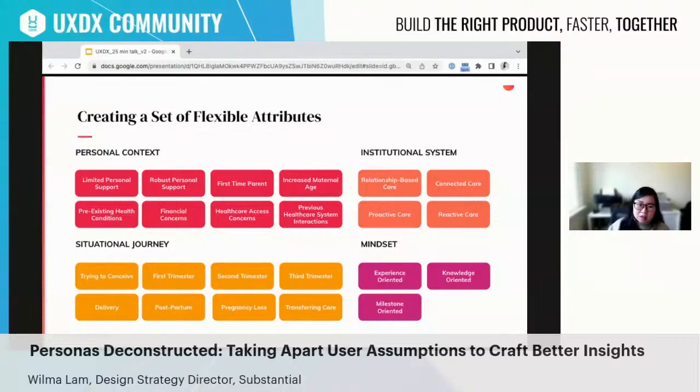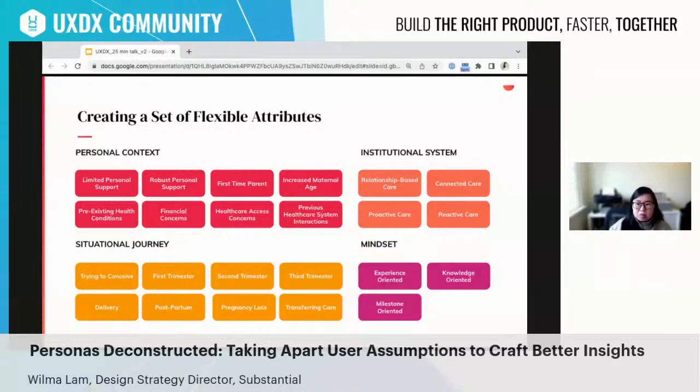At the institutional system level, we've categorized the experience based not on specifically the type of hospital per se, but on a type of experience and the level of support that patients report to us that they're receiving. That ranges from relationship-based care, where they're really close to their healthcare providers and they feel like they're able to access all the information that they need to make informed decisions, all the way to maybe a rating that is more reactive care, where they don't feel like there's necessarily anyone in the healthcare system that's really being proactive about supporting them.